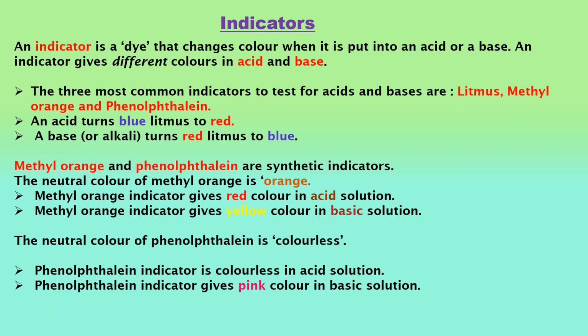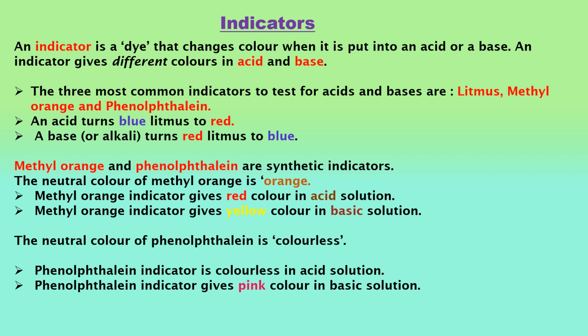In order to know whether a substance is an acid or a base, we should first know the meaning of the term acid-base indicator, or just indicator. An indicator is a dye that changes color when it is put into an acid or a base. An indicator gives different colors in acid and base. Thus, an indicator tells us whether the substance we are testing is an acid or a base by change in its color. In other words, an indicator tells us whether the substance we are testing is acidic or basic by change in its color.